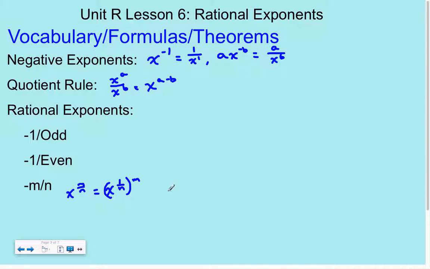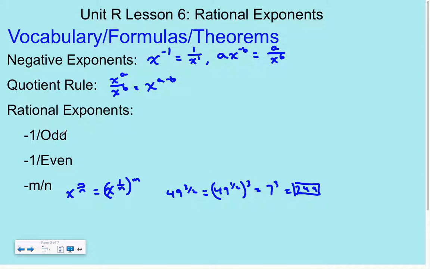I'll give you a quick little example. If I had something like 49 to the 3/2. The way I would break this up is I would say, all right, this is 49 to the 1/2 power, and then I would take all of this to the third. And, well, 49 to the 1/2 power, remember that would be equivalent to the square root of 49, and the square root of 49 is 7. And so now I have 7 to the third power, and that's 343. Okay, so that's essentially how we take care of rational expressions.